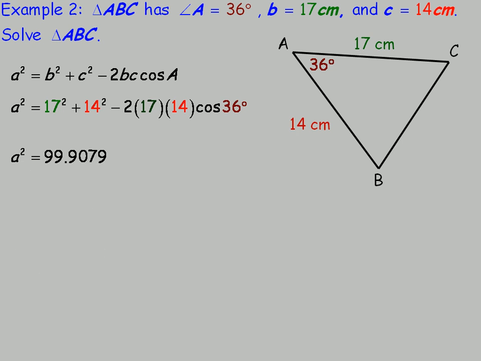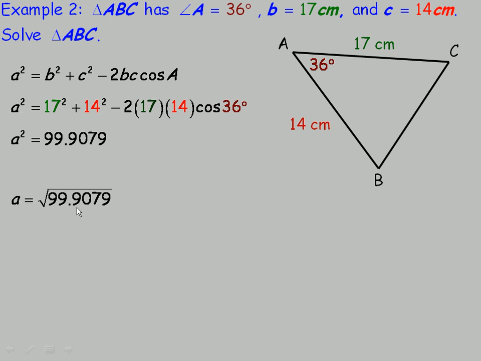On the right side, this whole calculation will simplify to 99.9079 approximately. Keep several decimal places, don't round that too quickly. So a squared equals that. So to find a, we would take the square root of that 99.9 number. And so a works out to be almost exactly 10. So a is about 10 centimeters. So we'll label that in the diagram.